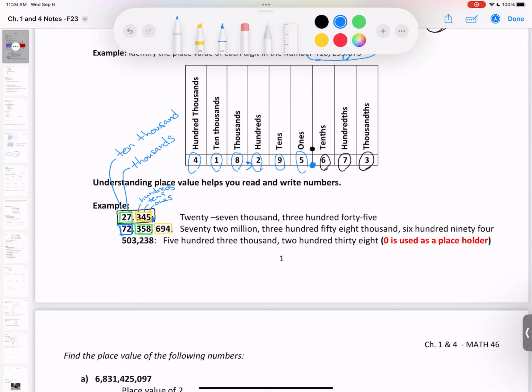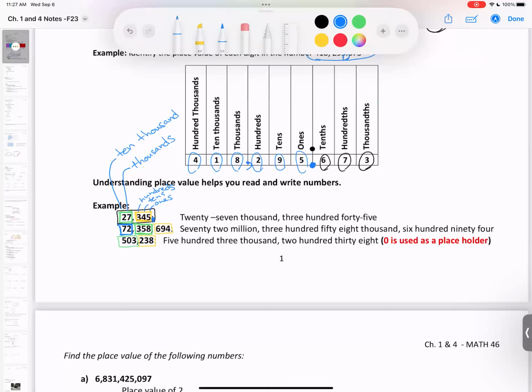Last example there. Why don't you pause the video and see if you can figure out that one without looking at the words. Okay, and so hopefully for that last one, you said, well, the first 3 digits represented the ones, and then the next 3 digits over from the left represented the thousands. So this would be 503,238. Let's do one more that's not right there in front of you.